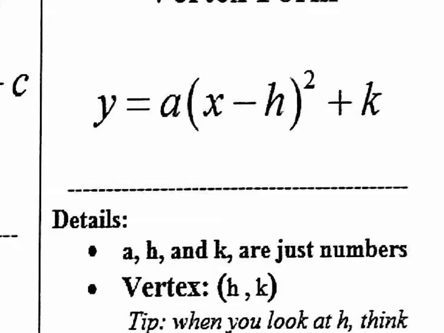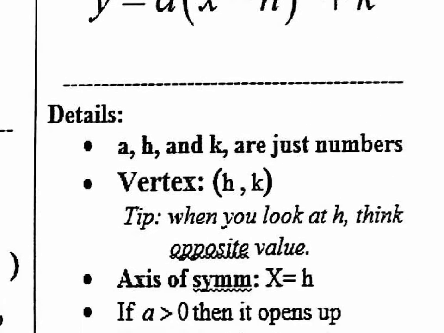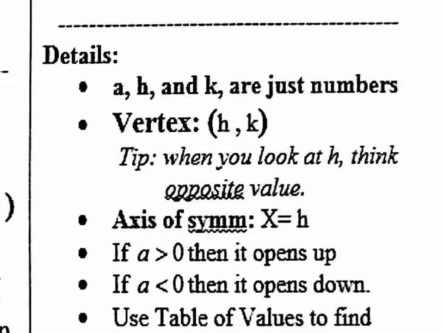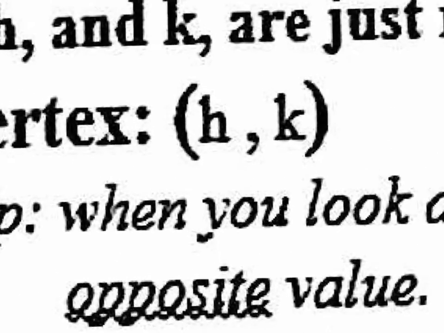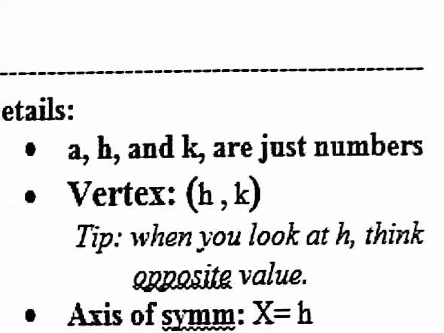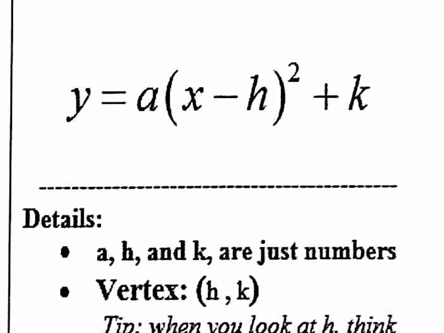Okay, now here's the important part. Vertex. The vertex, there is no formula. The vertex is h and k, and that's it. So whenever you see an equation that's in vertex form, you could clearly take this value and that'll be your vertex without doing any math.